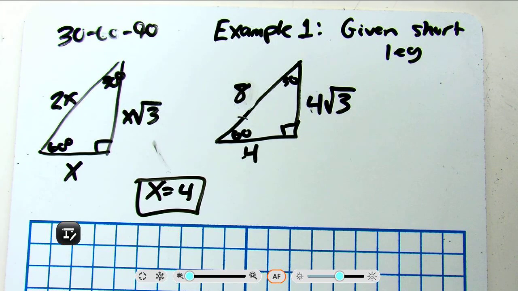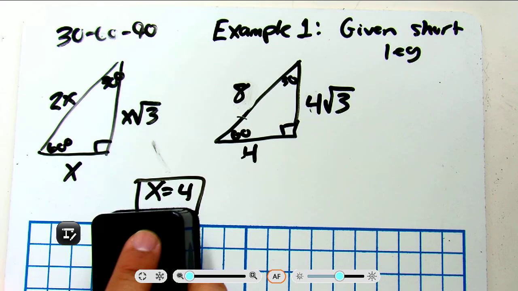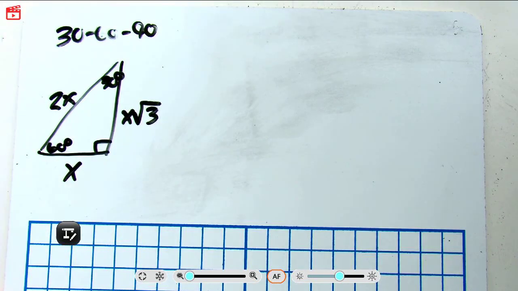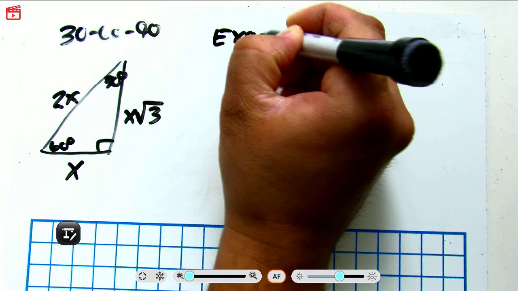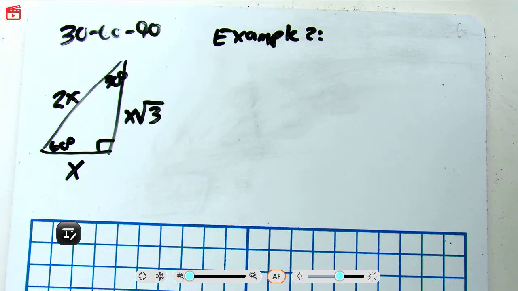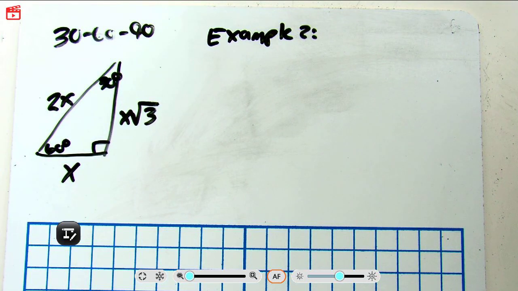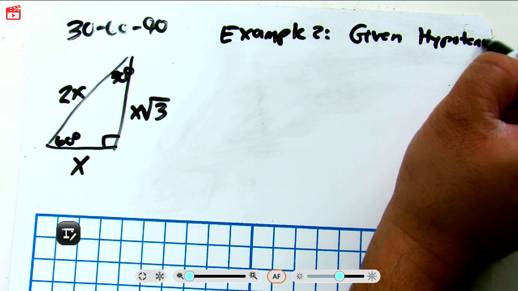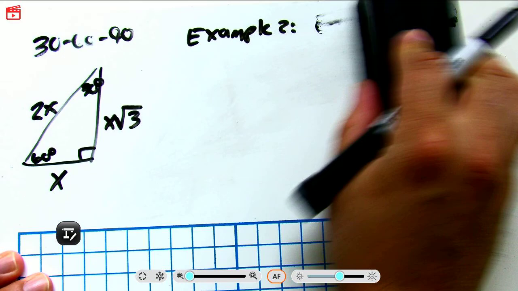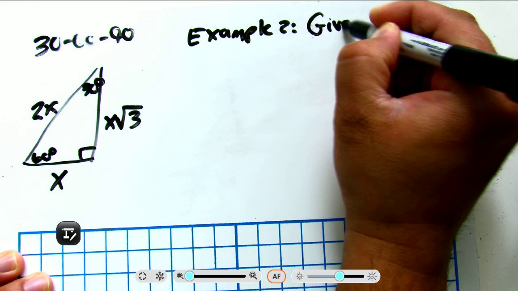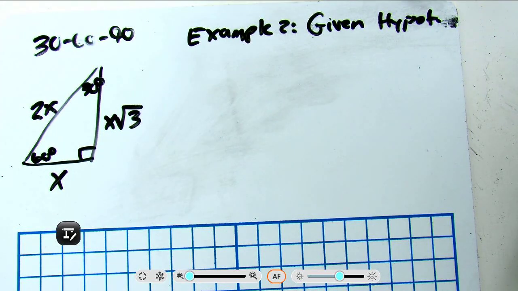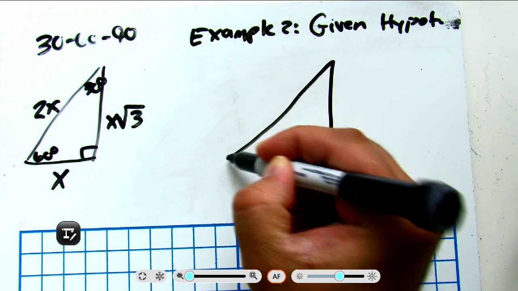Okay, let me erase this. And now we're going to be doing an example where I'm given the hypotenuse. So I have a right triangle. This is 60, this is 30, and now the hypotenuse is 10.